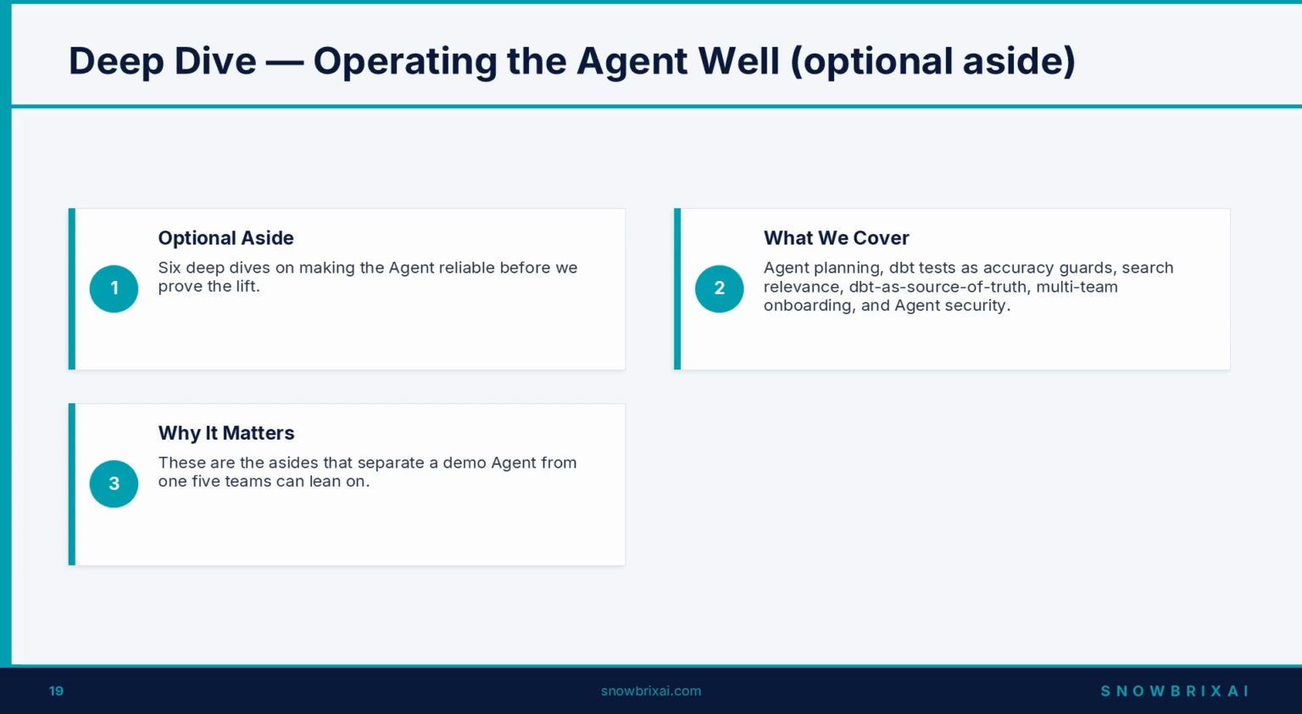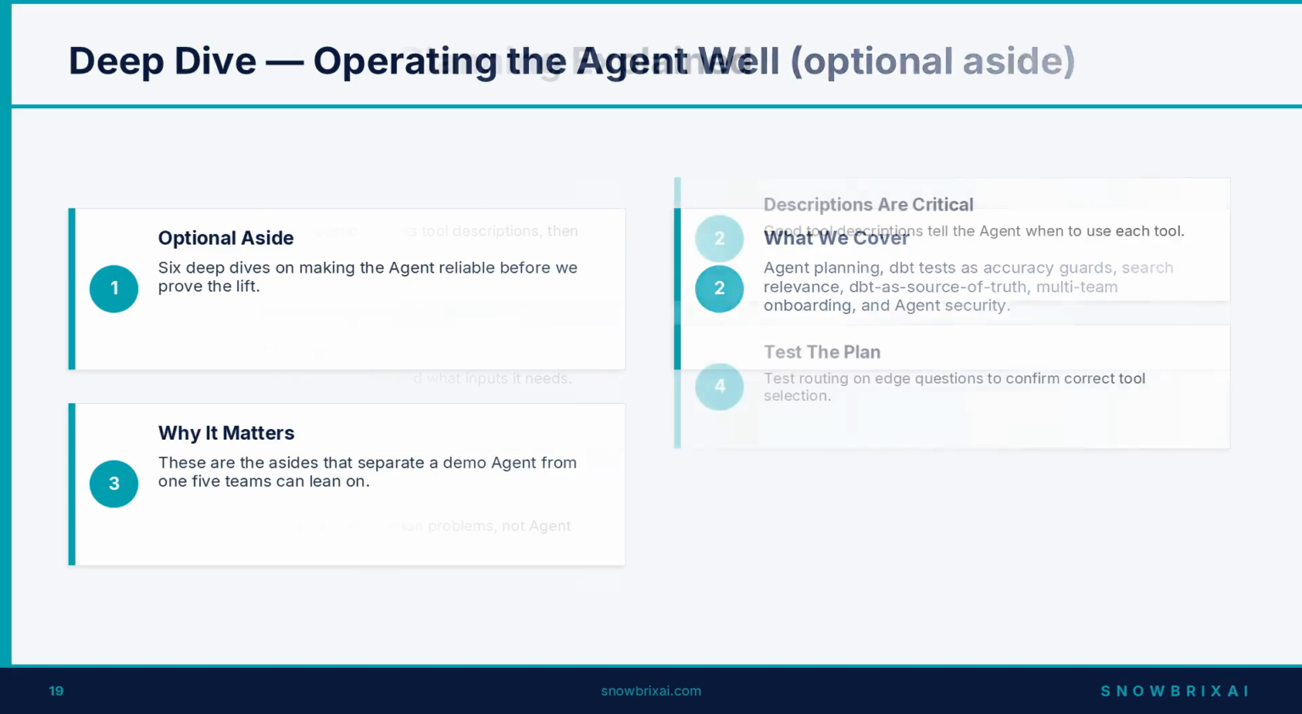DBT tests as accuracy guards, search relevance, keeping DBT as the source of truth, multi-team onboarding and agent security. If you are shipping this to 5 teams, stay. These are exactly what separate a demo agent from one people can lean on. If you only came for the proof, skip ahead to the scoreboard, you will lose nothing in the storyline.